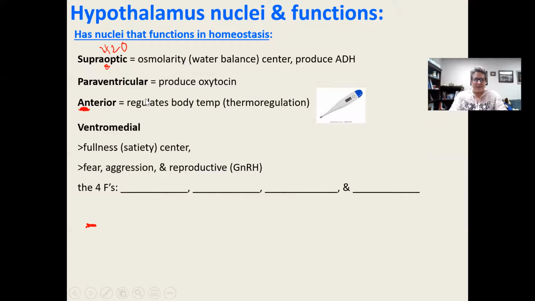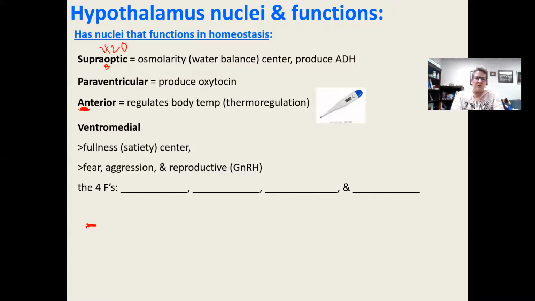Next, the ventral medial nucleus. This is for autonomic regulation of when you know that you're full, and it's basically your satiety center. You're satiated, you're full, stop eating.